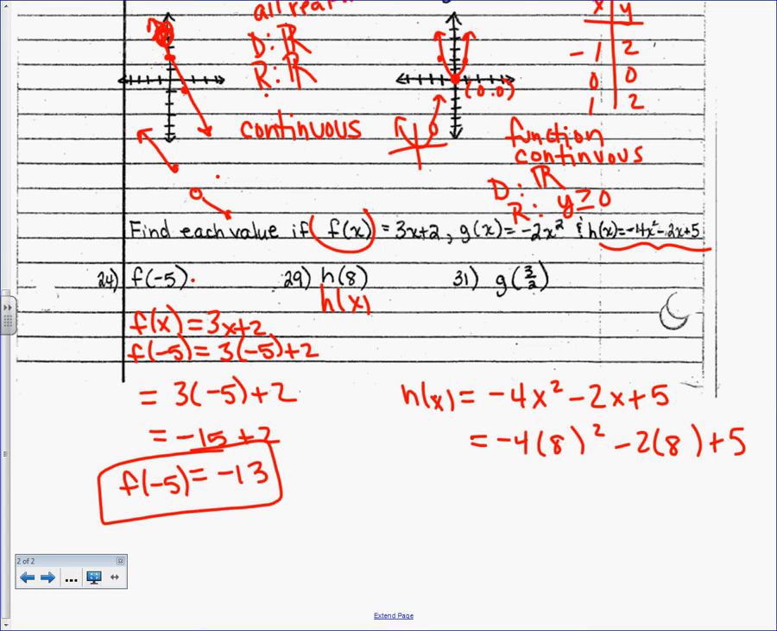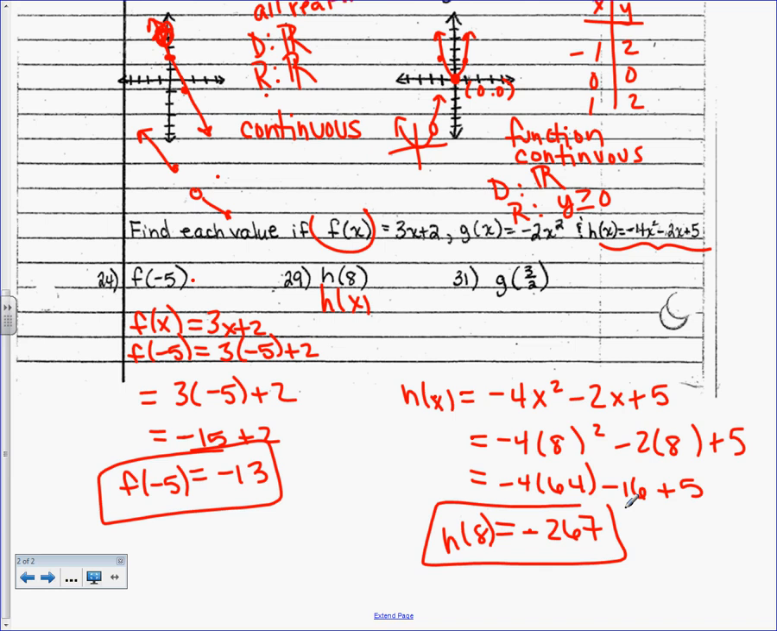Again, order of operations, this should be like second nature to you. You could probably plug the whole thing in if you really wanted to. You have to do the 8 squared first, and what's 8 squared? Right? So 64, so negative 4 times 64. What's negative 2 times 8? Obviously negative 16 plus 5. At this point, if you want to get your calculator out, that wouldn't be the worst thing. And go ahead and see what you get. You should get negative 267. If you don't, see me and I will let you know. So technically, h of 8 equals negative 267.